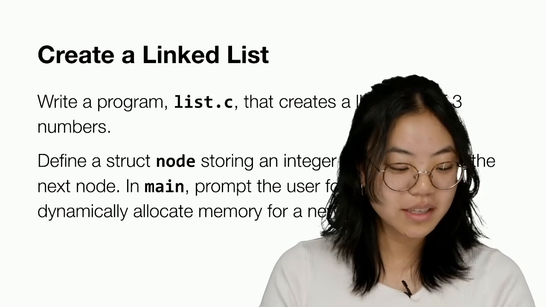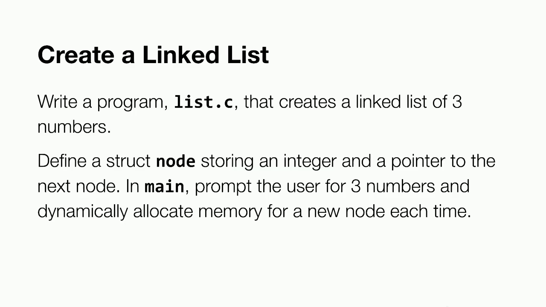And so we're going to get some hands-on practice with this and create a program called list.c that creates a linked list of 3 numbers. So in this example, we're going to be using numbers that are stored as a linked list, and we're going to define a struct called node, similar to what we just saw, which stores an integer and a pointer to the next node. In the main function, we're going to prompt the user for 3 numbers and dynamically allocate memory for each new node.